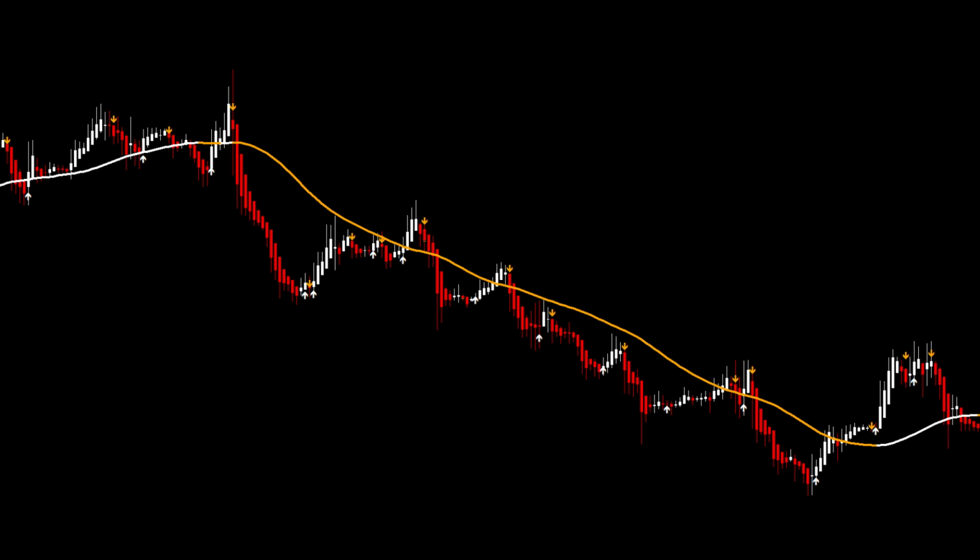It works best on all time frames. Also avoid trading during news release time. It works best in all trading sessions. This indicator system can be used on all currency pairs.